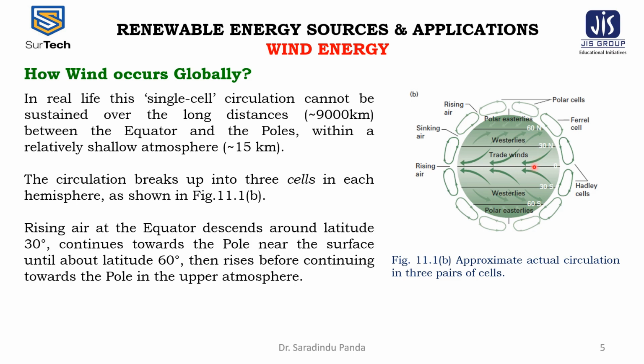Rising air at the equator descends around latitude 30 degrees, continues towards the pole near the surface until about latitude 60 degrees, then rises before continuing towards the pole in the upper atmosphere. This is called the polar cell, this is called the Ferrel cell, and this is called the Hadley cell. So these three cells are there in each hemisphere.